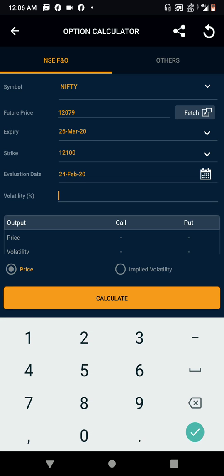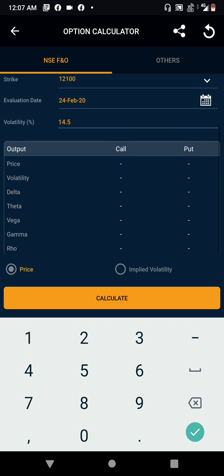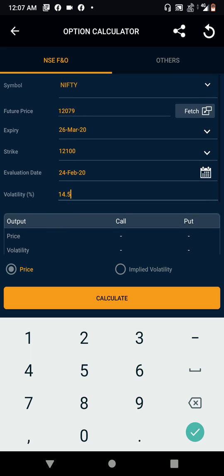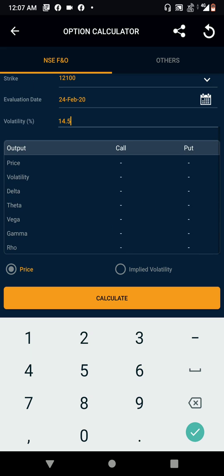So we need the volatility. What does this volatility number mean? This is nothing but the historical volatility of the underlying. The underlying here is Nifty. It's not the option's volatility; for options, we call it implied volatility. For option pricing, we need the historical volatility of the underlying. I know the historical volatility of Nifty is somewhere close to 14 to 16%. So let me plug in 14.5 and try to price the 12,100 call option.